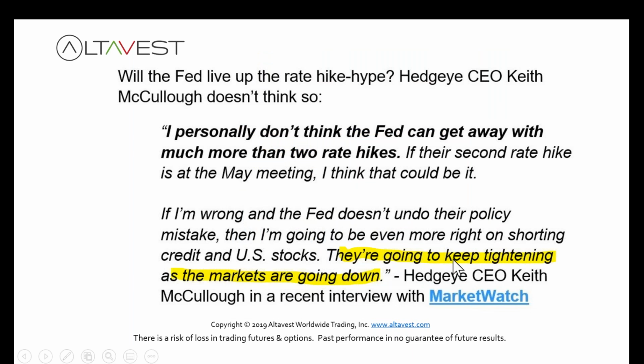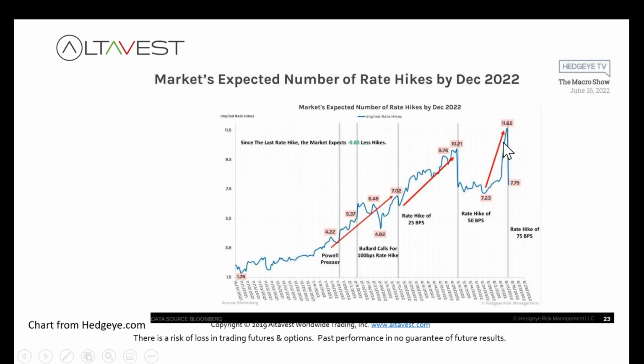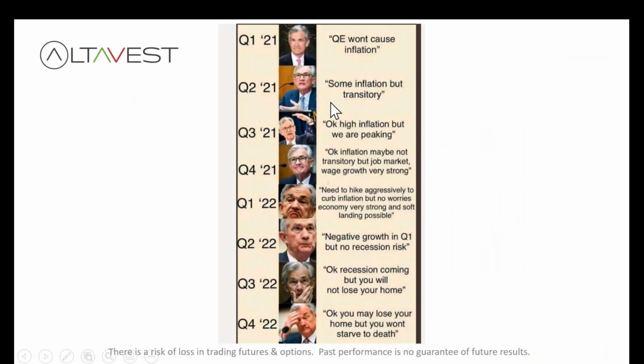He says they're going to keep tightening as the markets are going down. So the Federal Reserve is going to keep tightening and raising rates. And sure enough, 75 points, the most in like 40 years. So here's your number of expected rate hikes now. Don't need to really drill down into that, but this is kind of a joke at Powell's expense, but that's okay. Inflation, QE won't cause inflation. Well, some's in transitory, it's peaking. Well, a recession, but you will not lose your home. Okay, maybe you lose your home, but you won't starve to death.